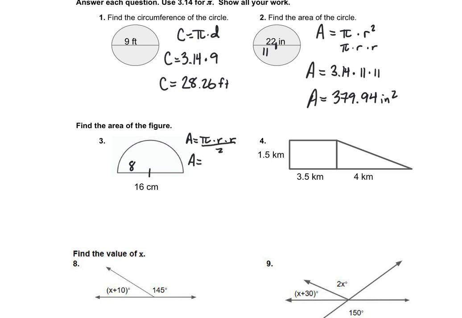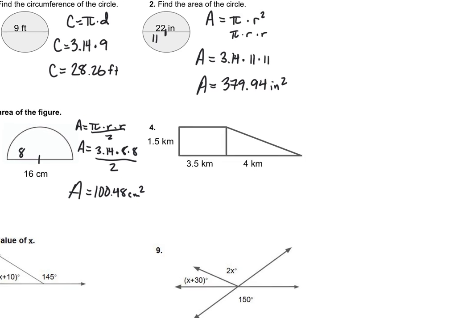I have 3.14 times 8 times 8, and then we'll divide our answer by 2. 3.14 times 8 times 8 divided by 2. I get an answer of 100.48. And this will be square centimeters.